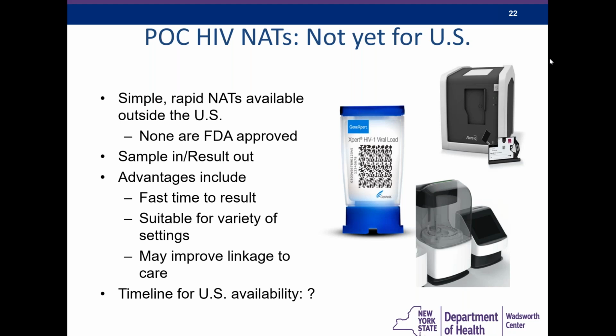And the advantages are that they are very fast, and they could even conceivably be used in a variety of settings, including point-of-care settings, and that could potentially improve linkage to care. So you may want to know, when will these tests be available in the U.S.? And I honestly do not have an answer, but my understanding is that we still have at least a few years to wait till we have access to these tests. Next.